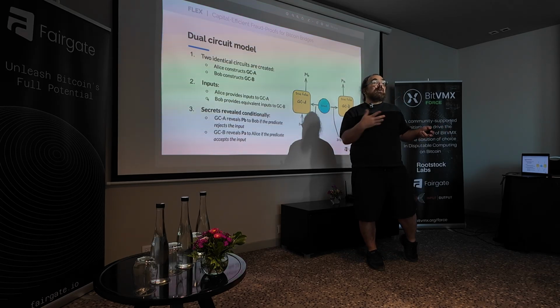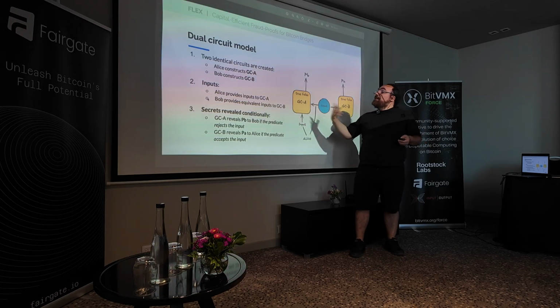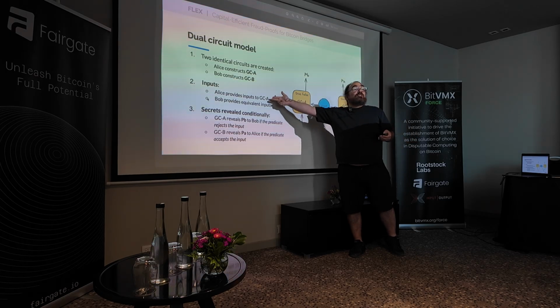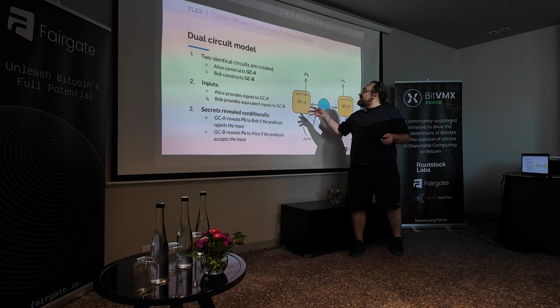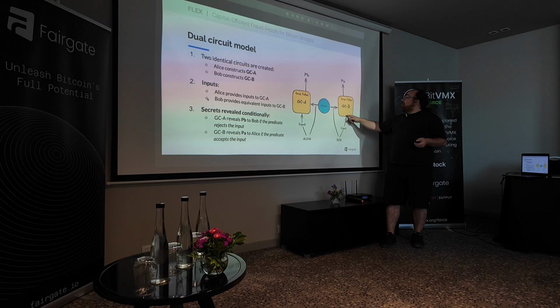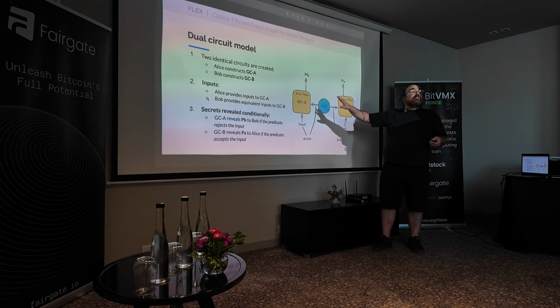This is the time for me to withdraw the funds. So at that point, Alice puts the deposit and provides the inputs to the A garbage circuit, to the first garbage circuit. And Bob sees her inputs and puts a similar input value to his version of GCB, the version of the garbage circuit for Bob.